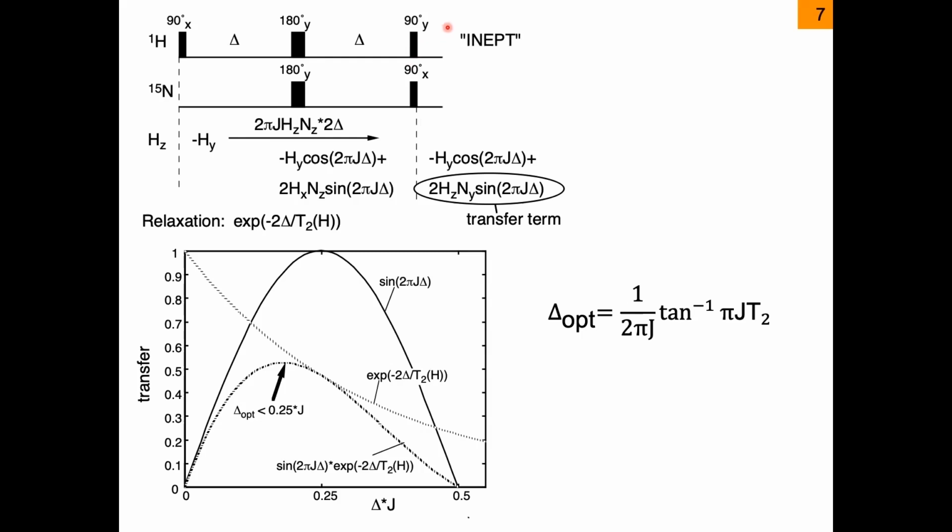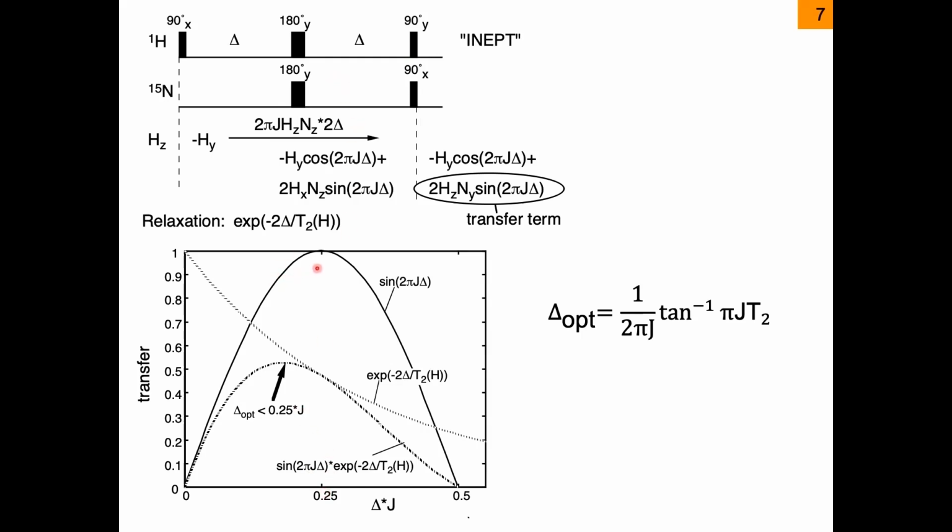Okay, so this is the transfer without relaxation. And this would be this sine function of this angle. You get a maximum when delta is a quarter of 1 over J. And the maximum is when you get the total period as 1 over 2 times J, the whole period, the two deltas. So this would be the sine term.